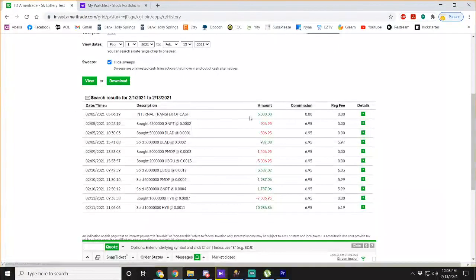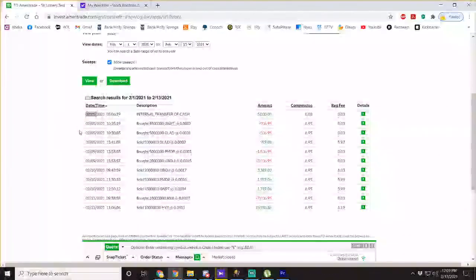So the very first thing we did was we deposited the $5,000. That opened our account. This was on February 5th. The same thing that happened on February 5th is 2 of our positions got bought. 2 of the orders we put in actually filled. One for 4.5 million shares of GNPT at 2/100ths, and the other order for 5 million shares of DLAD at 1/100th. The way this system works is we simply buy the cheapest stocks available and then mark them up a little bit and automatically sell them.